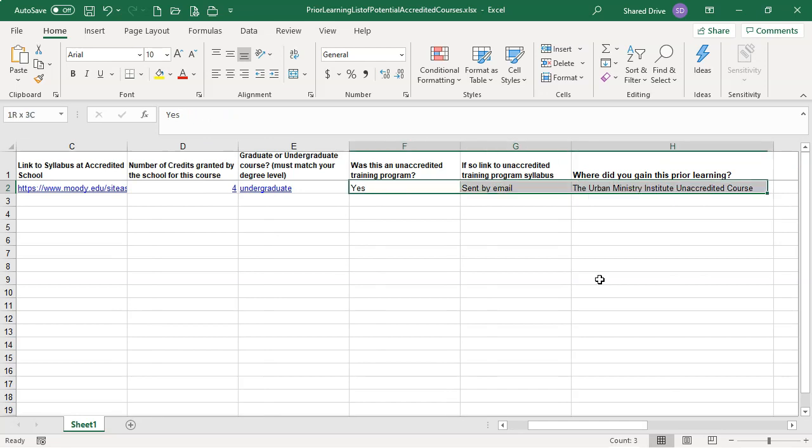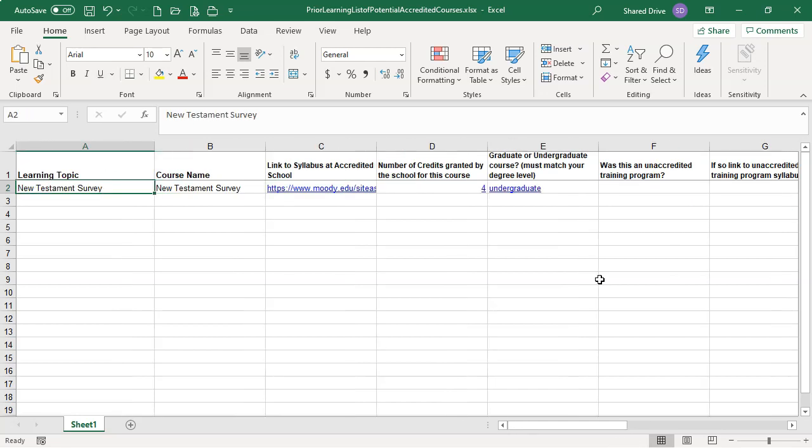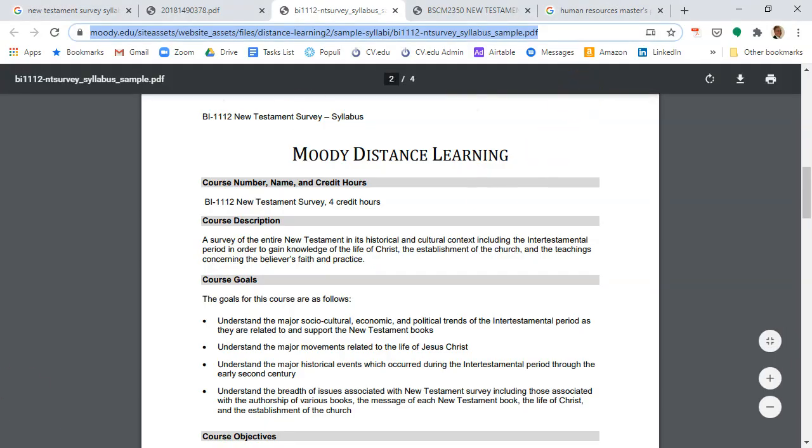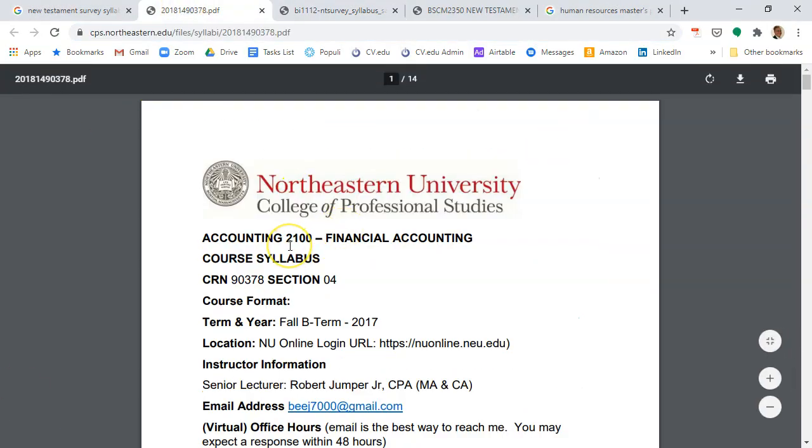So in this case, let's just say this person was a pastor for 20 years and had taught out of the New Testament for 20 years, and wants to get credit based on that. Now, a couple examples to look at. So, accounting is another example that I used.